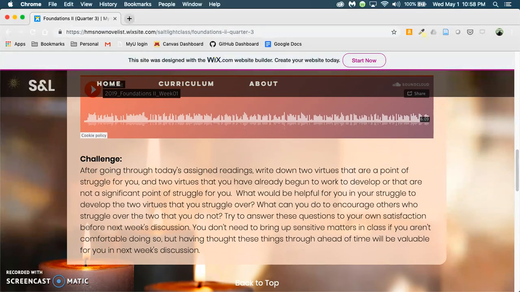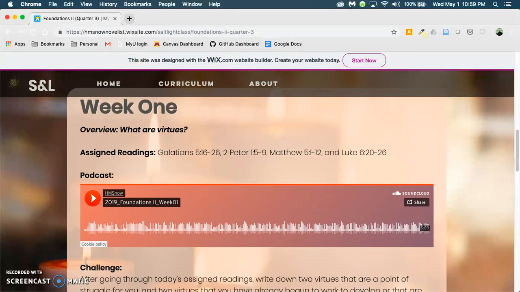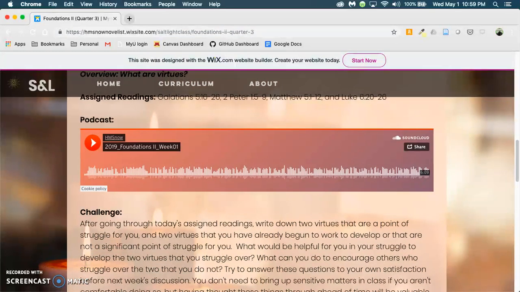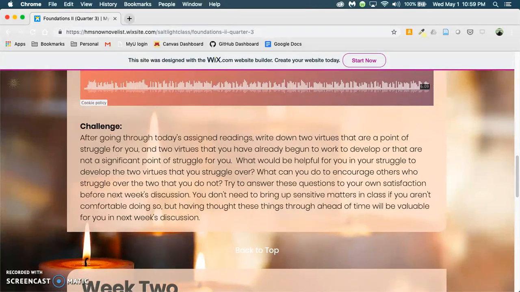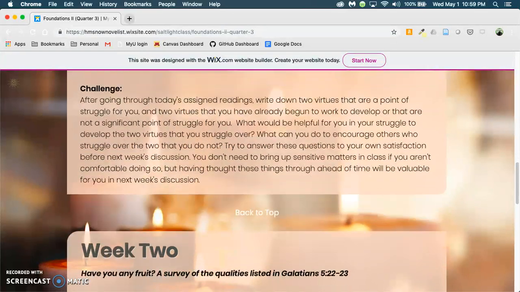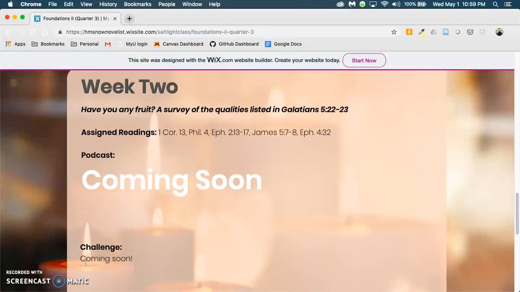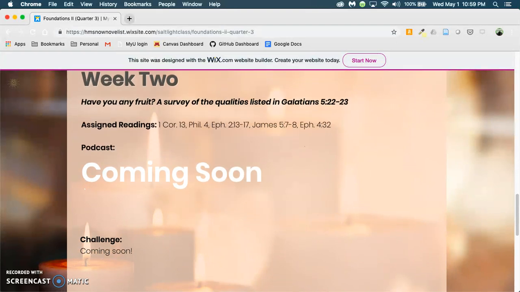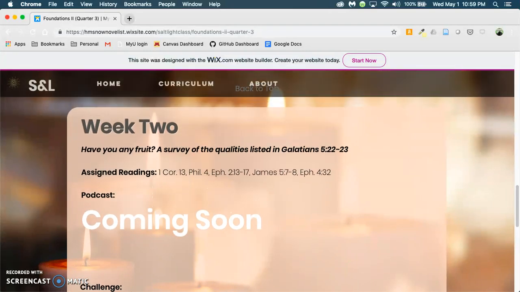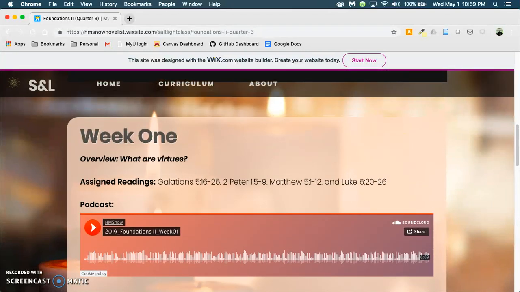And then we have a challenge, and this is the pattern I'm going to follow for each week. Overview, or whatever the theme is, the assigned readings, some form of media. I don't want it always to just be a podcast, but again, that's what I know how to do right now, so that's what it is for the first week. And then a challenge for them to go back through the materials and think deeper about it. And then there's a preview of the next week. Obviously, since this isn't until July, I have some time to work on the rest of it, but this is what I wanted to do.